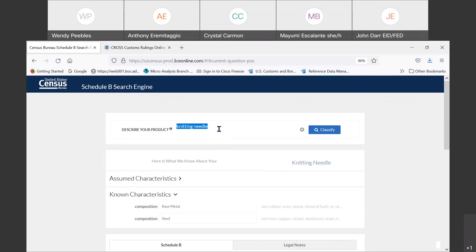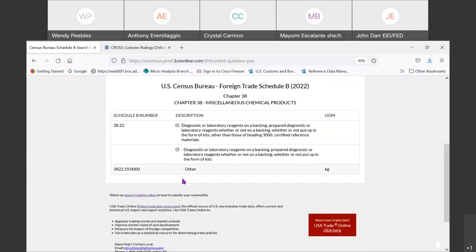No, the unit of quantity that is assigned with that Schedule B number is the one that has to be reported. Okay. So is the one that we use, the 3822.19, suitable for what we do? Okay, so what was the number? 3822.19. Because you do know your product better than we do, based off of what you said, it seems like it's a suitable number.